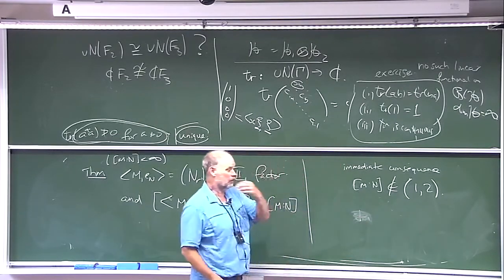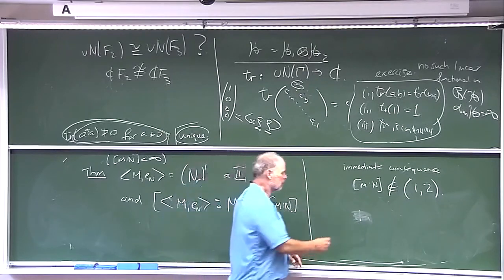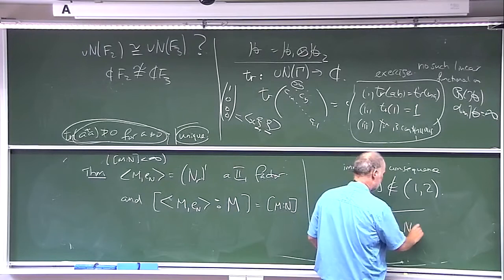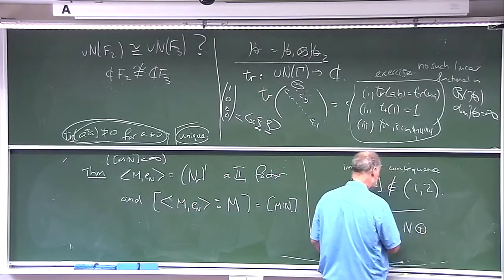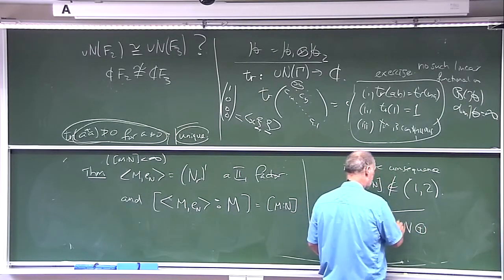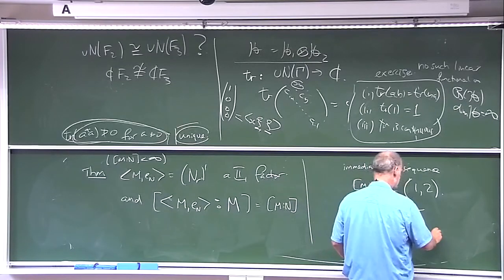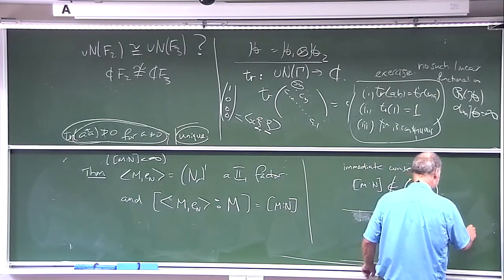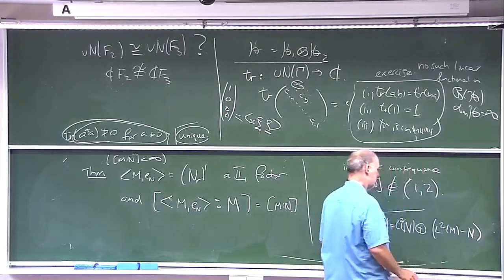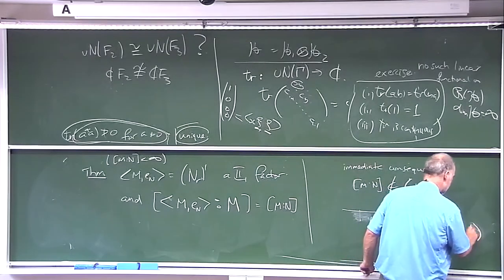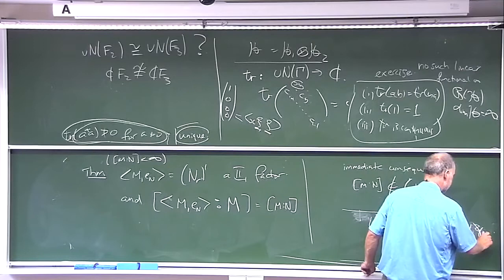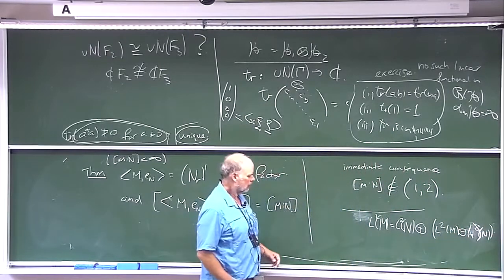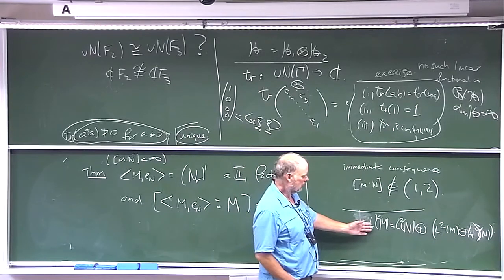I'm not even sure I need it. I think I can just show this immediately, because you can write M as N direct sum its orthogonal complement. Let's do it on the L2 level. Plus this is the orthogonal complement. Okay, so how does the dimension work?